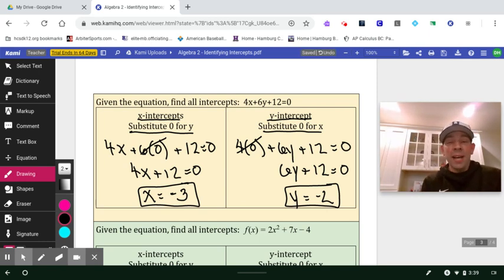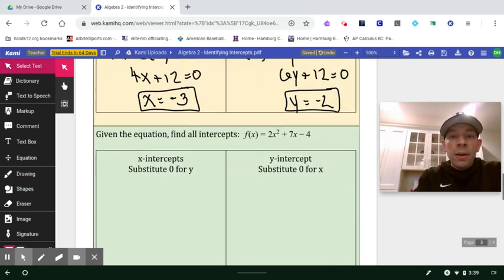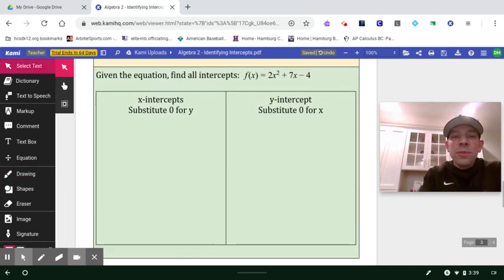You're going to be amazed at how you could get into some really, really complex functions and all of a sudden just mentally find those x and y intercepts just by literally looking at the equation. All right. This one's slightly more challenging for sure.